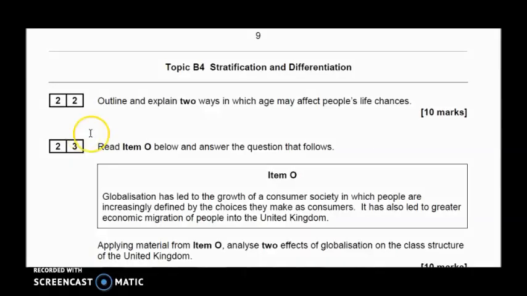22. Outline and explain 2 ways in which age may affect people's life chances. And as always with these 10 mark outline and explain, you are required to make a link between 2 areas of the specification to show how one will impact another. So in this case, we want to know what impact a person's age will have on people's life chances. And age is quite broad, so you can talk about young people, you can talk about old people, and then of course you need to indicate the impact on their life chances.